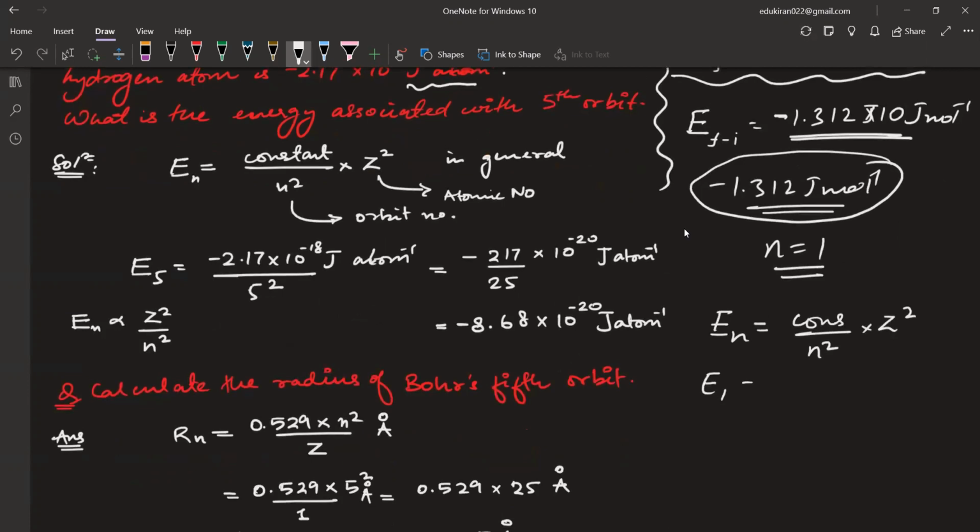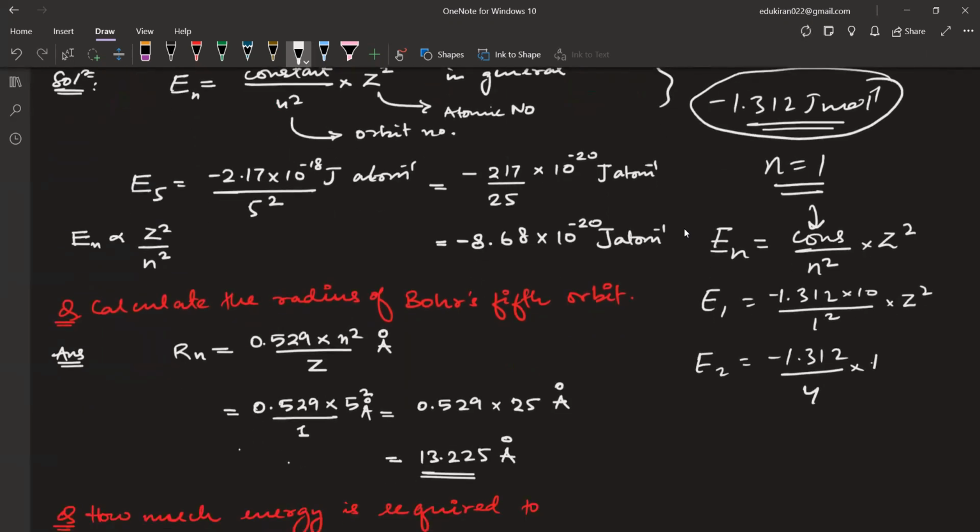तो आपके पास E1 क्या हो जाएगा? Minus 1.312 into 10 जो है आपके पास, because it is first orbit 1 square into z square. तो what they are trying to give you, they are trying to give you this constant. और ये कांस्टेंट मिलने के बाद आपको क्या निकालना है? E2. E2 will be equal to minus 1.312 upon second orbit है तो 4 हो जाएगा into z square, that will be equal to 1 only because it is hydrogen. Then what you need to do, you need to calculate the energy required to excite the electron from ground state of hydrogen atom. तो आप यहाँ पे कर दीजिए E1 minus E2.